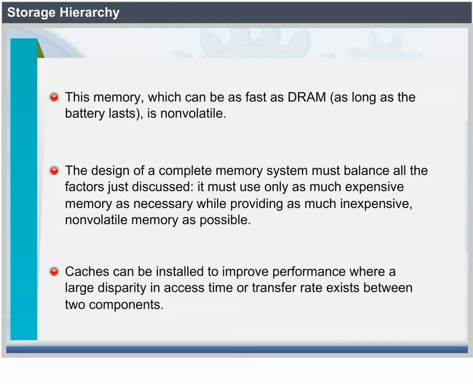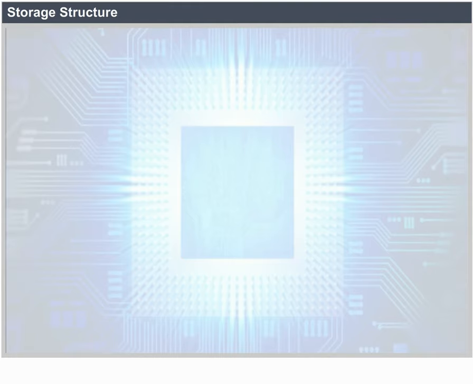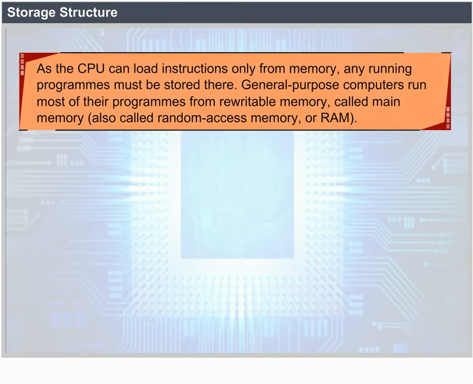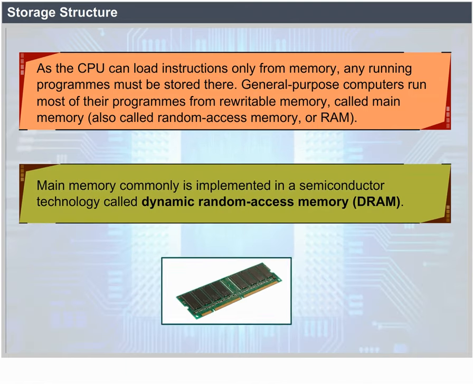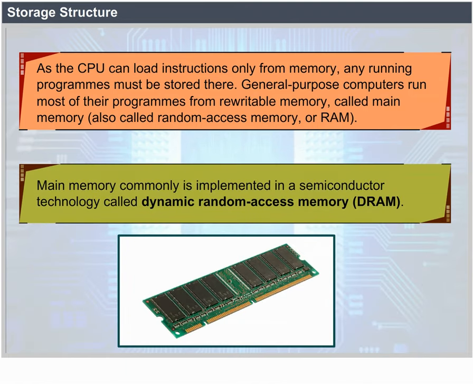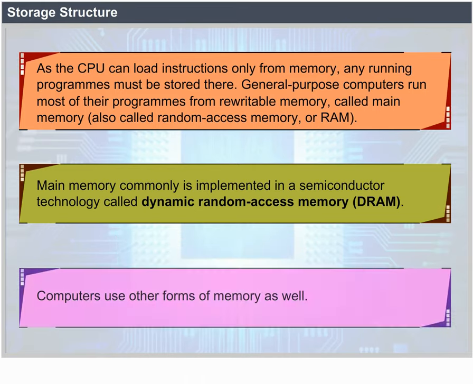Storage structure. The CPU can load instructions only from memory, so any programs to run must be stored there. General-purpose computers run most of their programs from rewritable memory called main memory, also called random access memory or RAM. Main memory commonly is implemented in a semiconductor technology called dynamic random access memory, DRAM. Computers use other forms of memory as well.